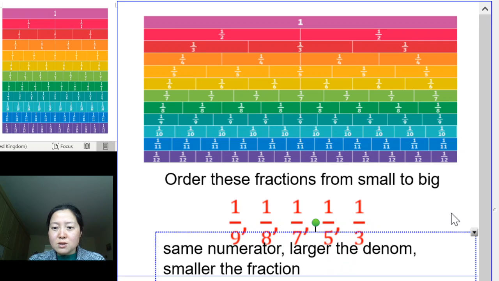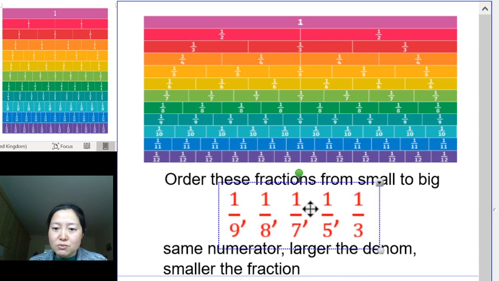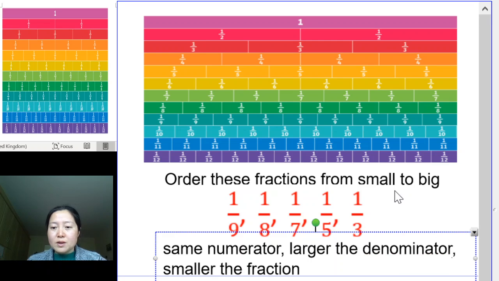Okay, so that's another way to look at fractions that have the same numerators. And you don't necessarily have to use the fraction wall because we have this rule: large denominator, meaning each piece is small, and therefore smaller the fraction.